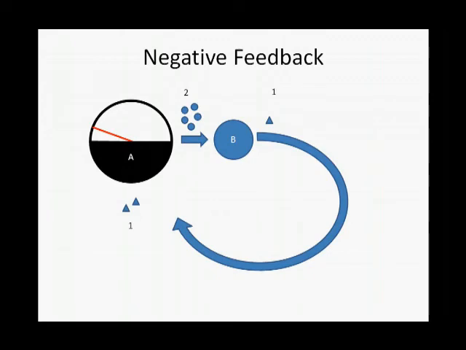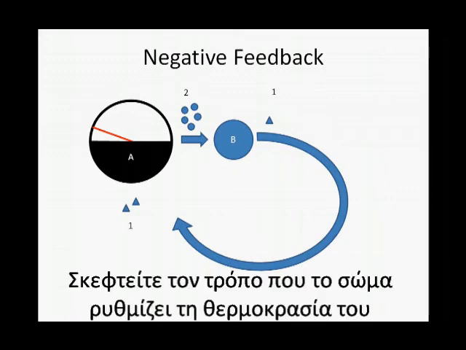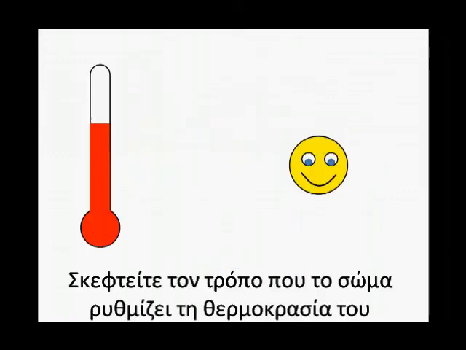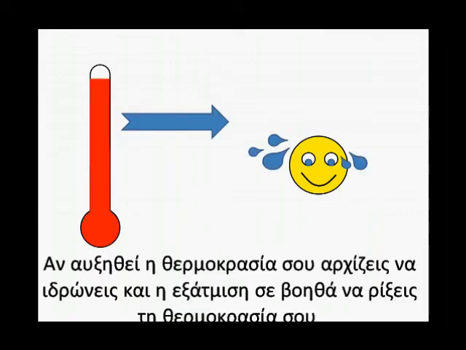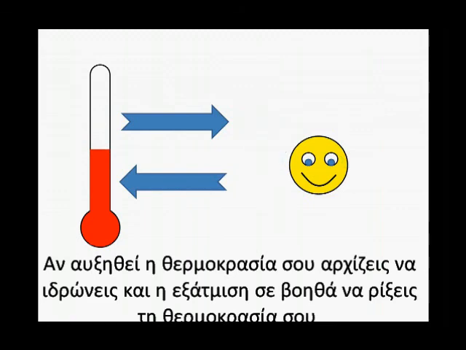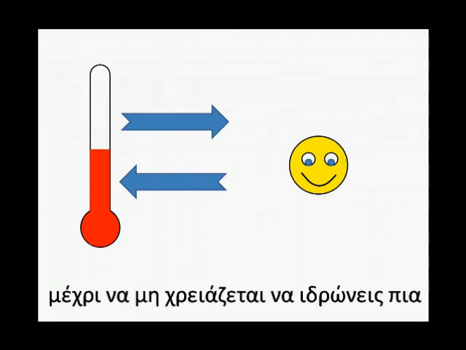In the human body, feedback loops are essential to maintaining homeostasis. Consider the way that your body regulates its temperature. If your temperature is too high, you begin to sweat. As the sweat evaporates, it helps to cool you down until eventually eliminating the need to sweat.